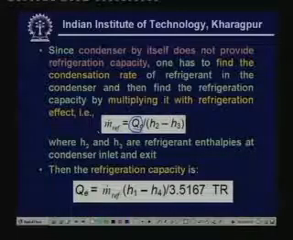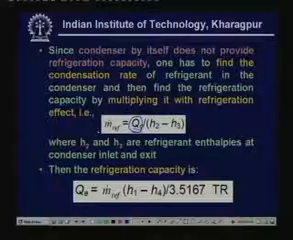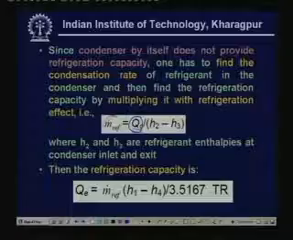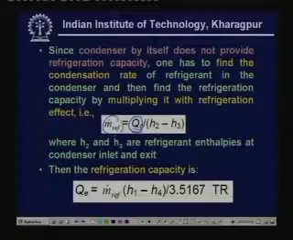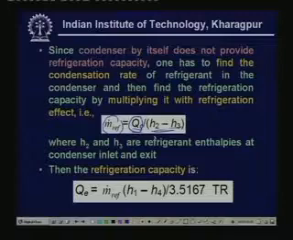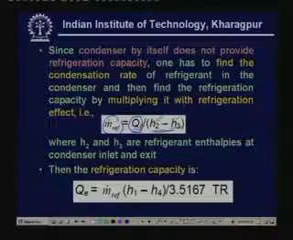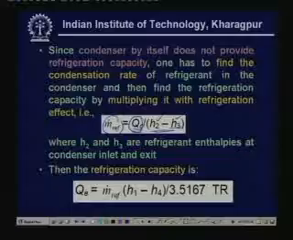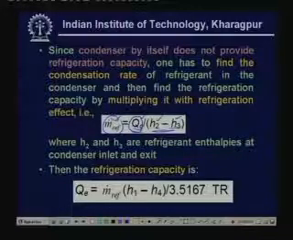From this Qc we find out the mass flow rate of the refrigerant in the condenser, or the condensation rate. The condensation rate of the refrigerant is given by m-dot ref. This is nothing but Qc divided by (h2 − h3), where h2 and h3 are the inlet and exit enthalpies of the refrigerant. So if you know h2, h3 and Qc, you can find out the mass flow rate of refrigerant through the condenser.